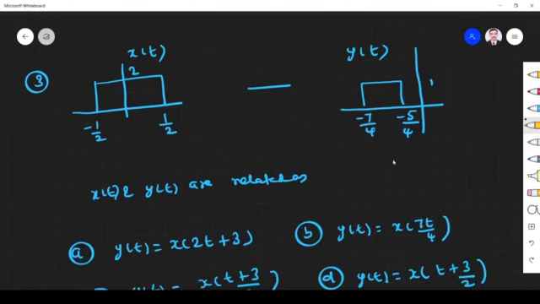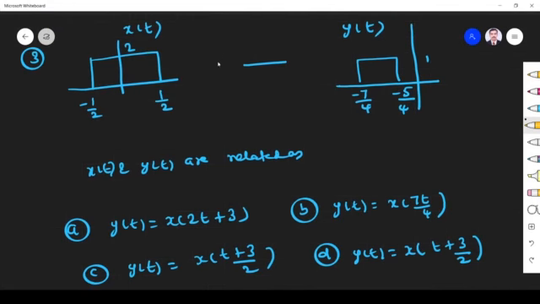Okay, next question. x of t is given here and y of t is given here. How are x of t and y of t related? So they ask for a relationship between y of t and x of t. First, you see this is minus 1 by 2 to plus 1 by 2, right? So it has come to 7, it has come to minus 5.